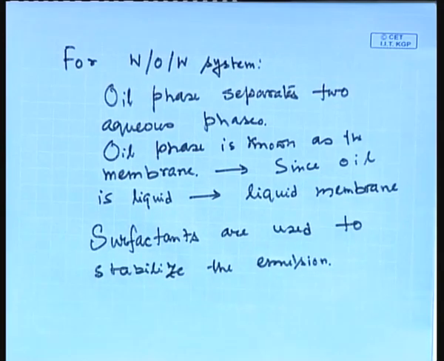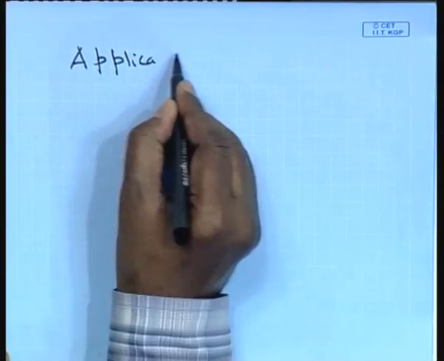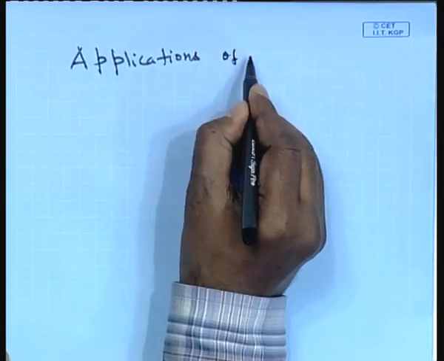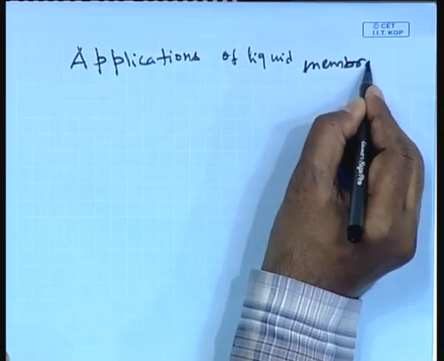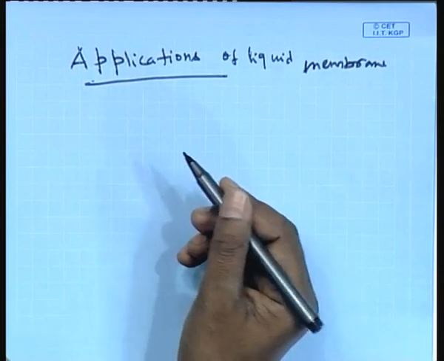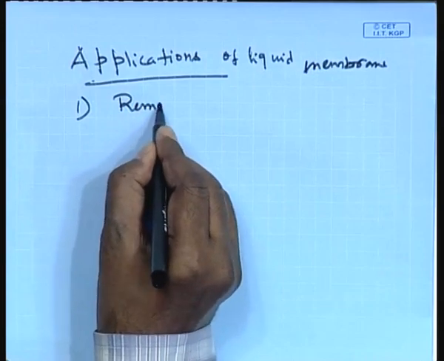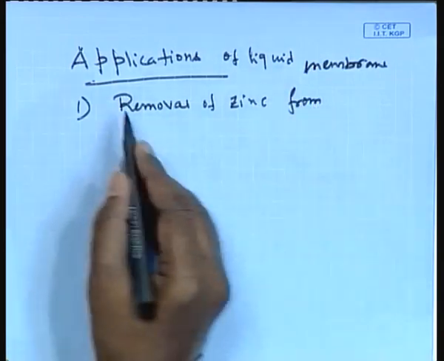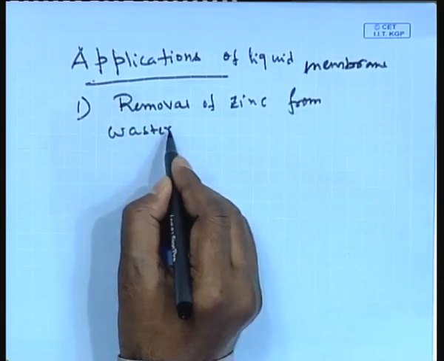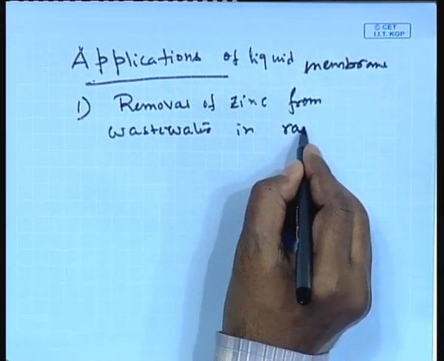Okay. So, we will just look into some of the applications of the liquid membrane systems. It is used for specific separation and extraction of metal ions. For example, removal of zinc from wastewater in the rayon industry.